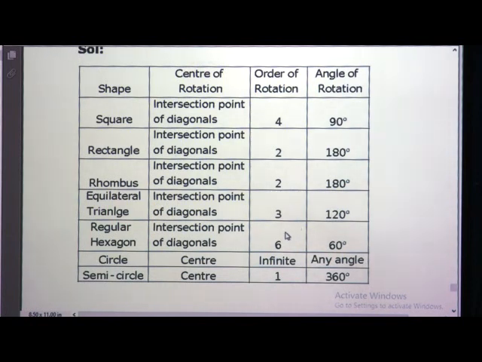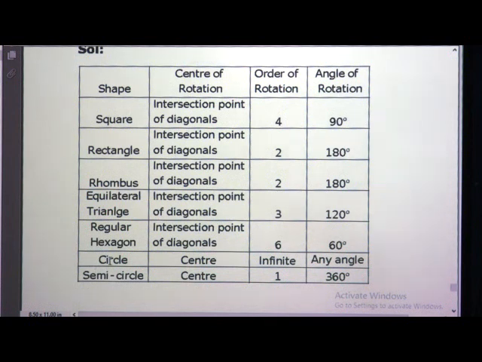So, in this way the regular hexagon has rotational symmetry of order 6. So, 360 divided by 6. A complete rotation is nothing but 360 degrees, so each rotation is 60 degrees.